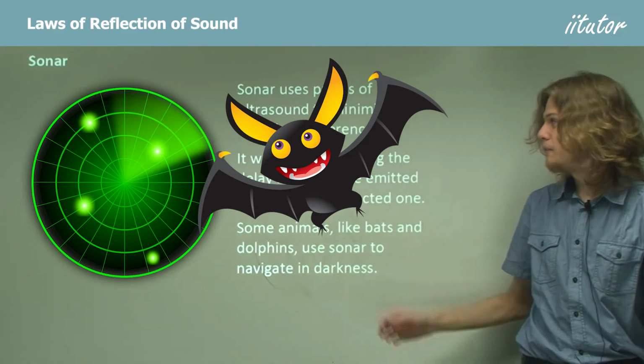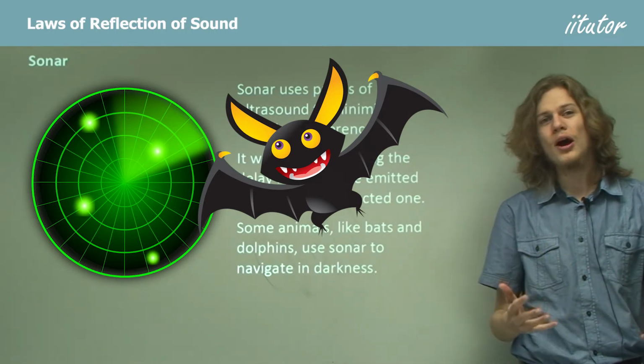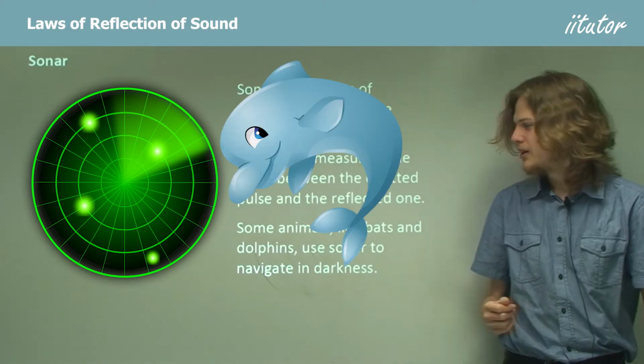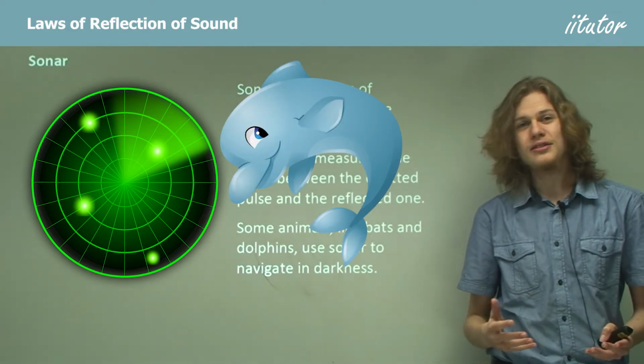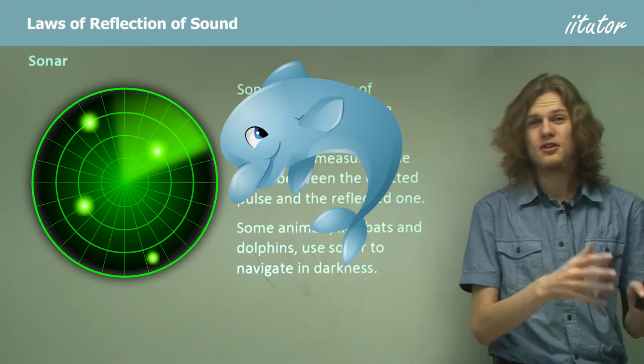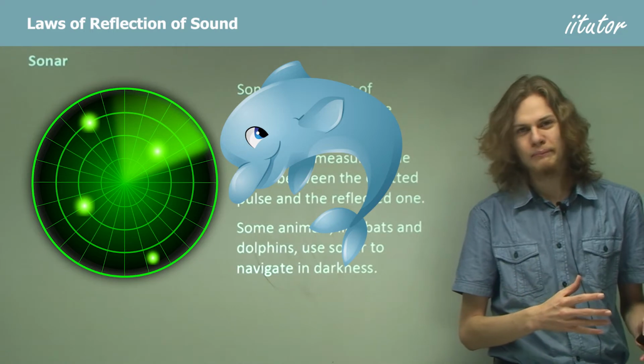Instead, they'll send out ultrasound pulses and listen to the reflections. They can use this to find their way even in total darkness. Dolphins do a similar thing, but of course, they do it underwater. And the reason that it's dark is not because they're only active at night, it's because very little light gets down to very deep water.